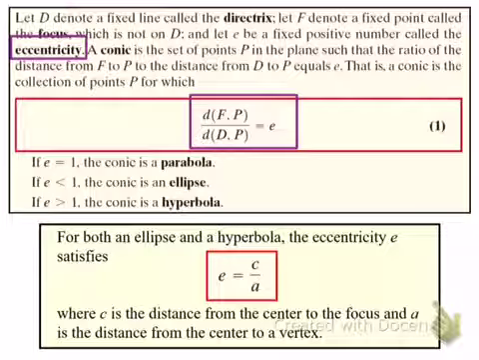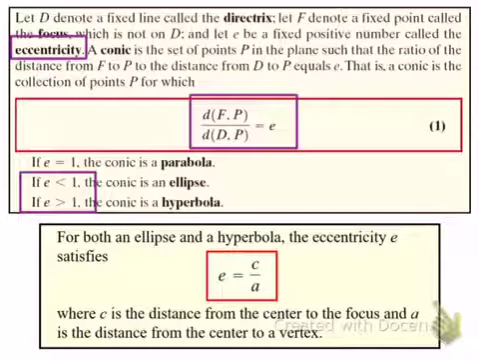And if the point is closer to the focus than it is to the directrix, then that's going to be an ellipse. And if the point is closer to the directrix than it is to the focus, then that's a hyperbola. And you can see down here that, in other words, if the eccentricity is less than 1, it's an ellipse. And if it's greater than 1, that's a hyperbola.